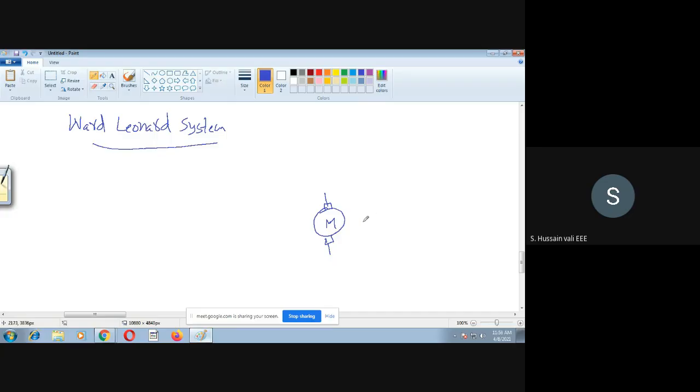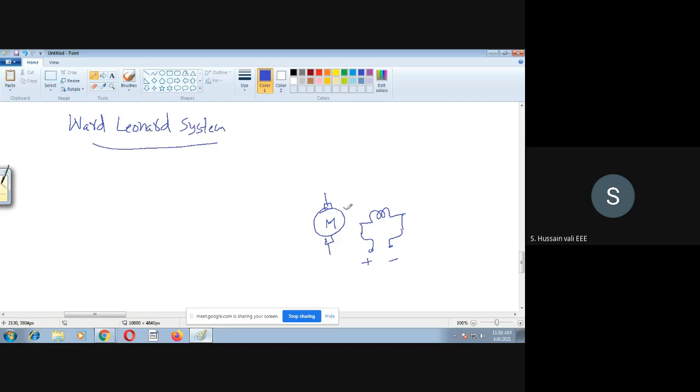This is your motor for which you want to control the speed. So this is its field winding. The field winding gets one supply here. Now assume that this supply is fixed. Now how are you getting the supply to your armature?